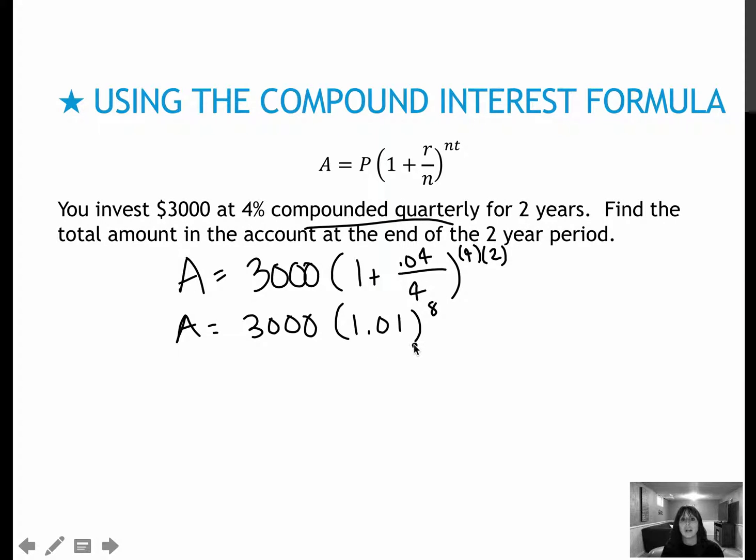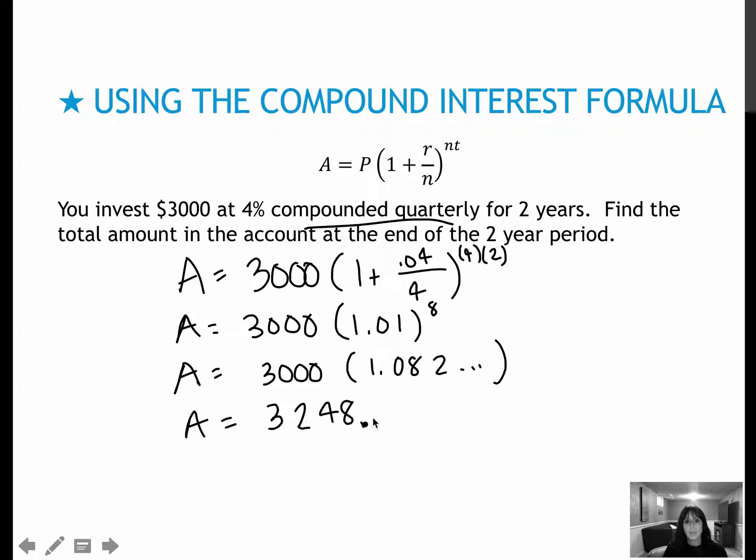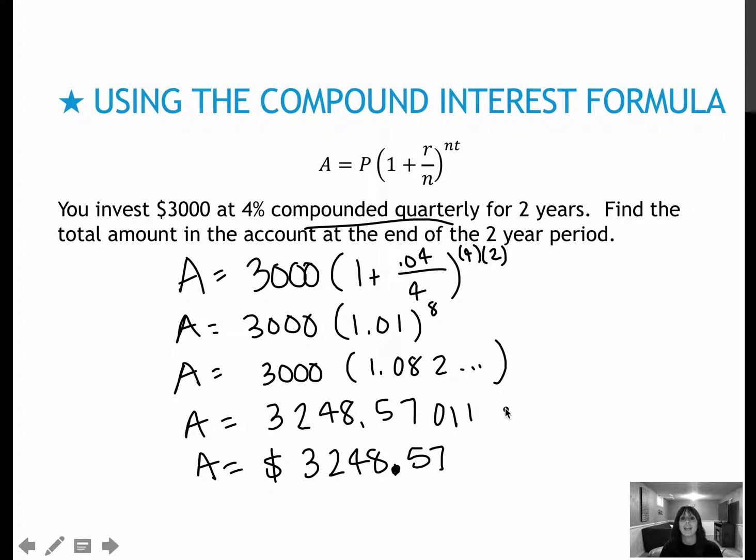And now I'm going to use my calculator, take 1.01 to the 8th. And again, that gives me a large decimal and that decimal is 1.082, blah, blah, blah. I'm not even going to write it all out. I'm leaving that number in my calculator and then taking it times 3,000. And that gives me 3248.57011, etc. Now, what do I need to round to? I'm rounding to the nearest whole cent. So $3,248.57 is the amount in the account at the end of 2 years.